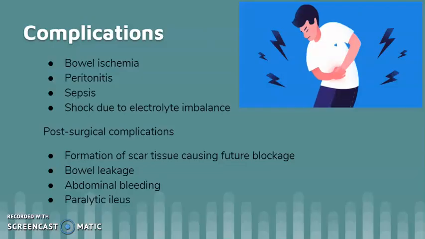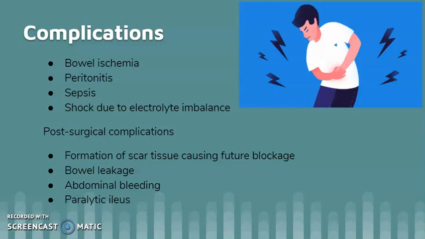All right, complications. Some of the complications that we can see with bowel obstruction are bowel ischemia, which is caused when, due to the obstruction, the supply of oxygen, blood, and nutrients to the intestinal portion and the remaining digestive tract can get cut off. We can also have peritonitis, sepsis, and shock due to electrolyte imbalance.